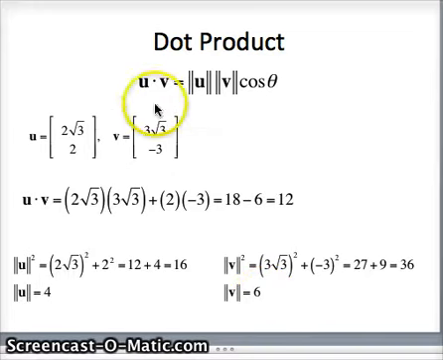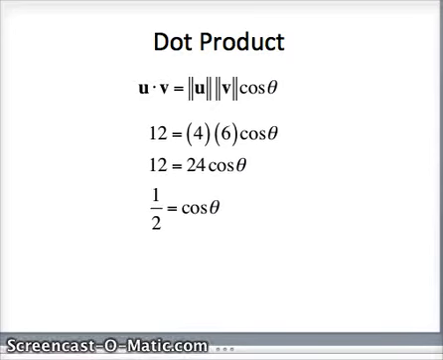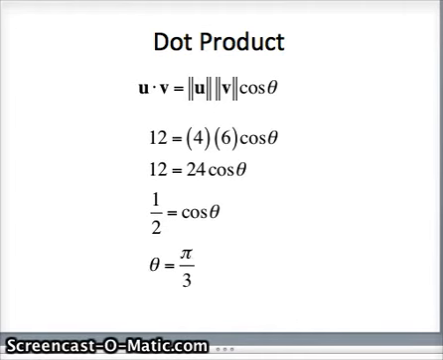So u dot v is mag u, mag v, cos theta. U dot v, 12, equals 4 times 6 times cos theta. And that will enable us to solve for theta, of course. So we get 12 is 24 cos theta. Dividing by 24, we get a half as cos theta. And what is the angle that we need? When is the cos of an angle a half? When that angle is pi over 3, or 60 degrees. So we found the angle between those two vectors indeed was pi over 3.